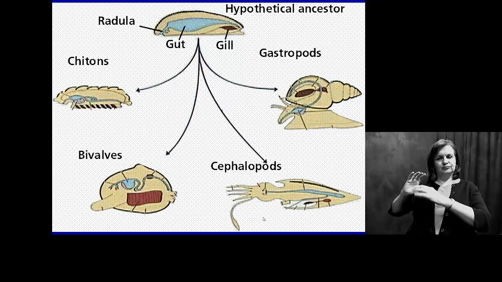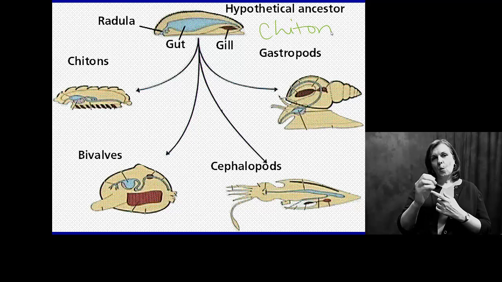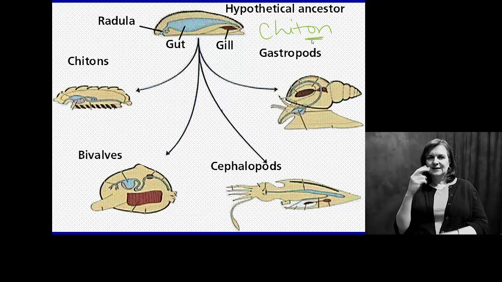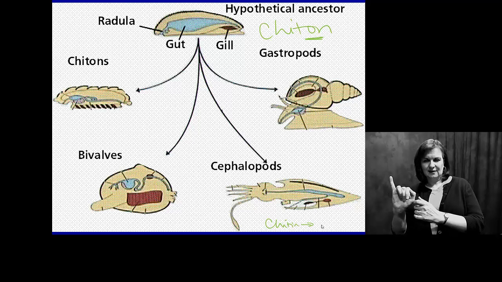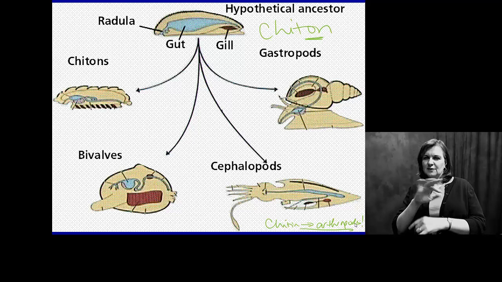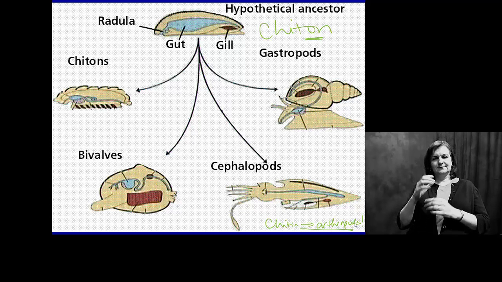Our hypothetical ancestor for all of our mollusks, as I mentioned to you, is the chiton, C-H-I-T-O-N. Please be careful with this. We'll see chitin, C-H-I-T-I-N, later on when we talk arthropods. So you have to be careful with that word. But this idea of this hypothetical ancestor gives us basic structures. In particular, it gives us a basic body plan. It's going to give us the necessary components to build a more complex animal.